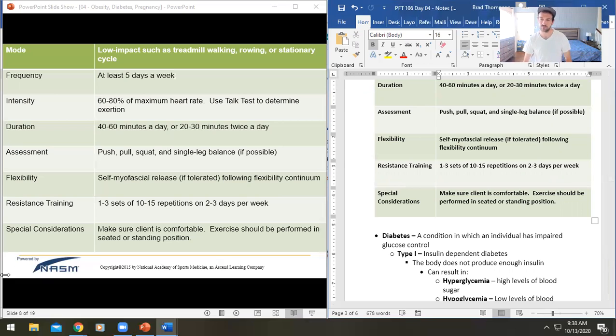Our assessments, this is normal stuff: push, pull, squat, single leg balance. If you can do the single leg squat, go for it, you know.